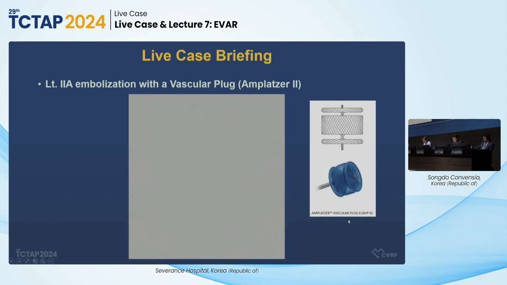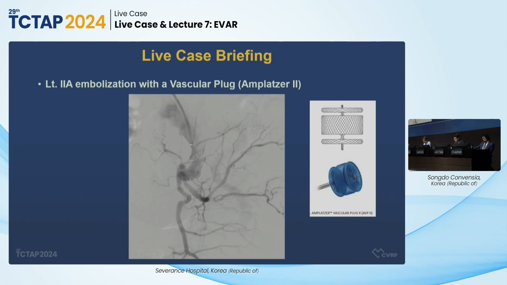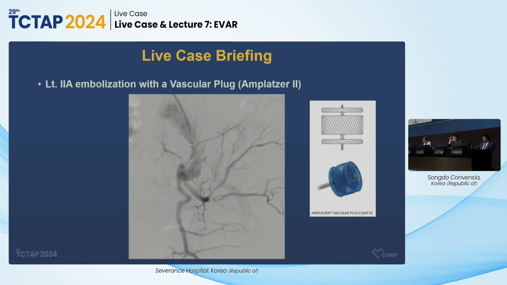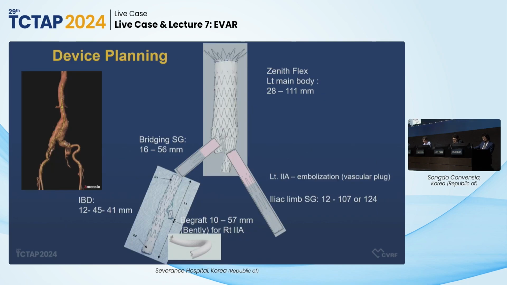This is the left side internal iliac artery. So we embolized the left internal iliac artery with a vascular plug, M+2. Next. And this is our plan.